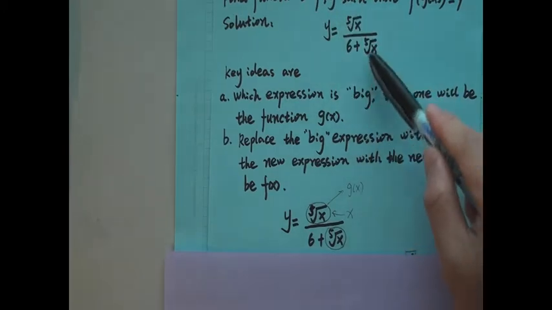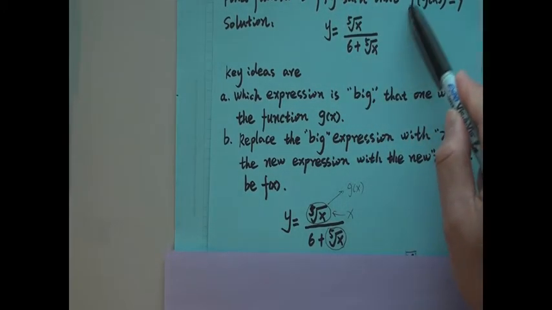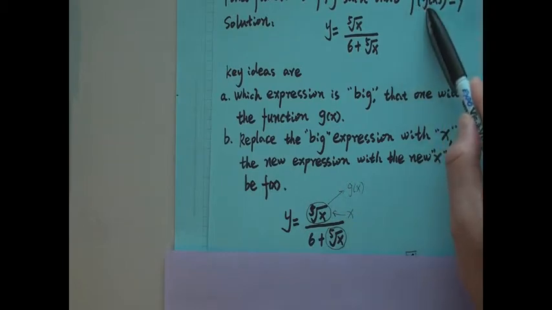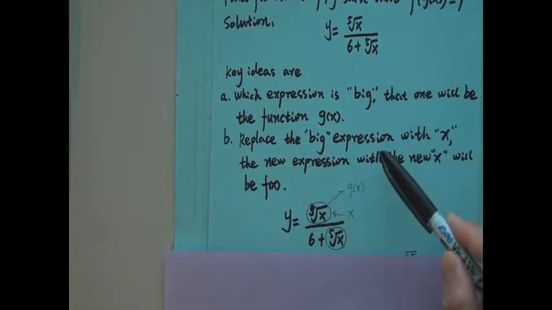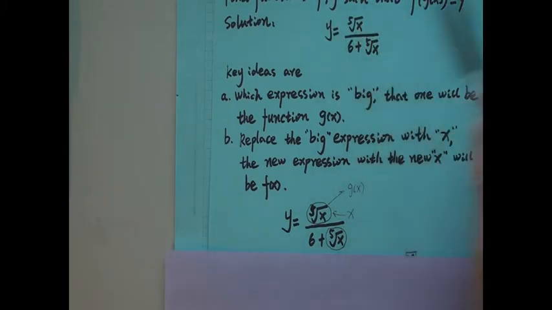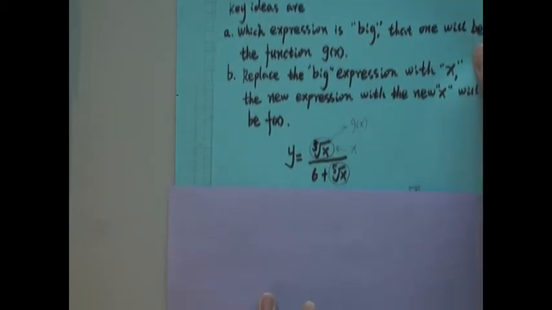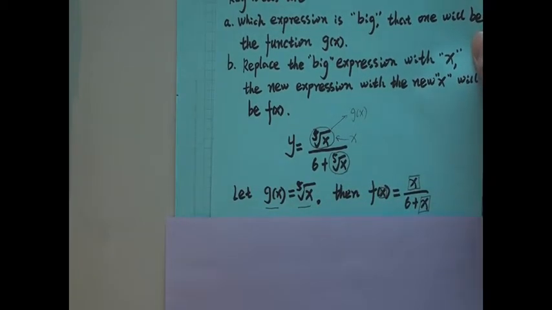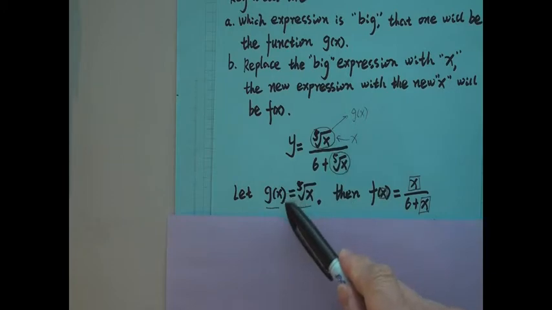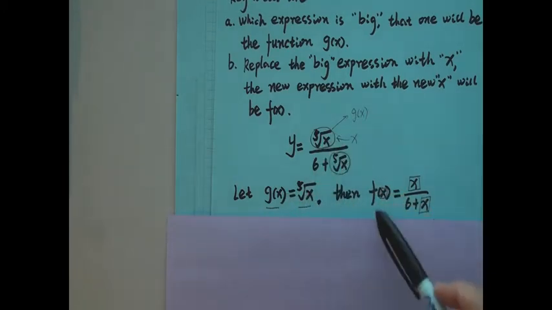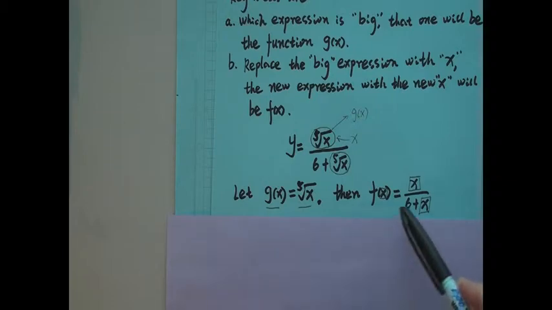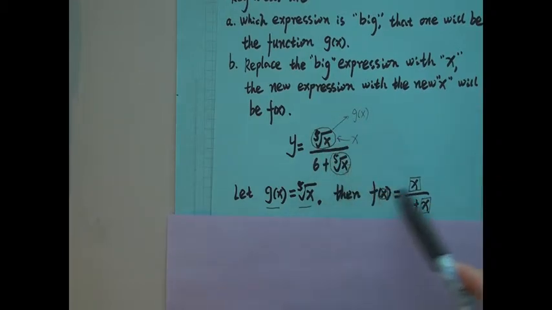You find g first. You see here g goes second. F, the composition of f with g, goes second. But when you do this kind of thing, you find g first. So here we have a g, which is the big expression, and then we replace this big expression with new x, and then the new function is going to be f of x. Okay, so it's easy to do that.